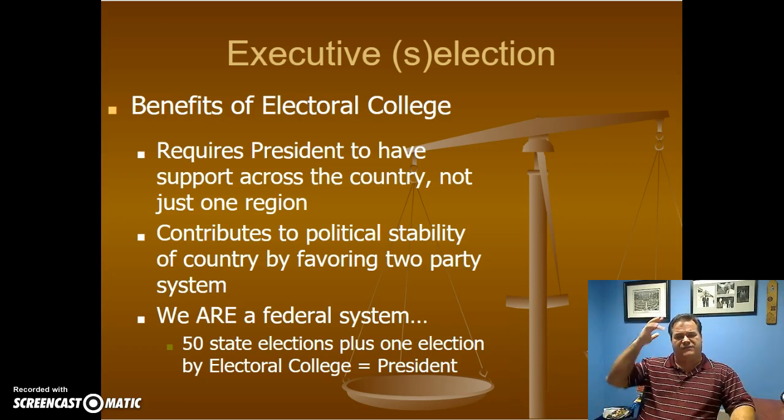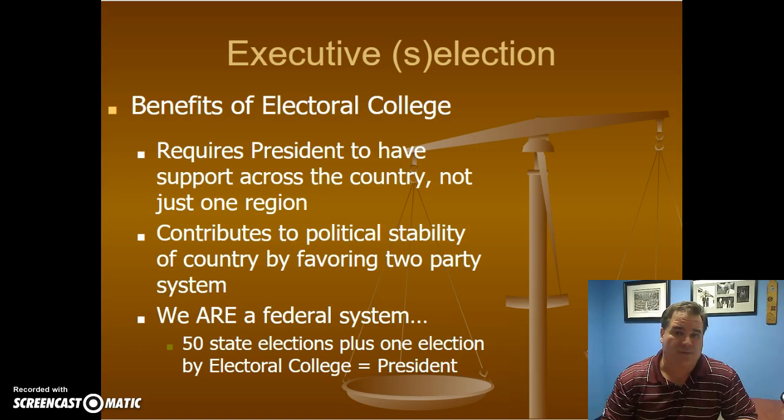So what are some benefits of having an indirect electoral college system? Well, look, it requires the president to have support across the country, not just in one region, for reasons that we'll talk about when we get to the electoral college in a couple months. It contributes to political stability because it favors a two-party system.